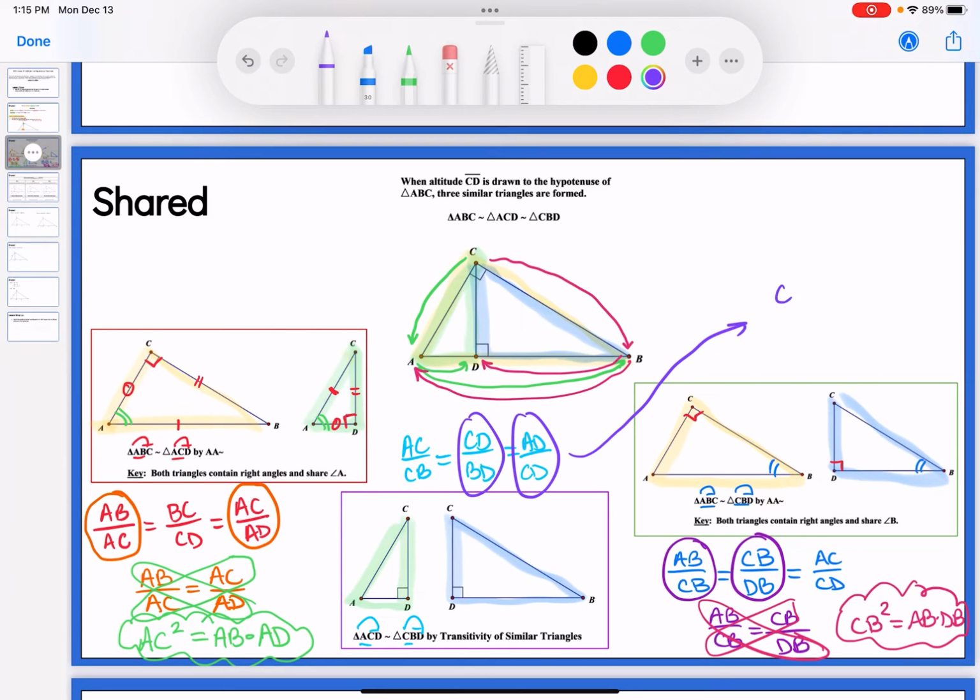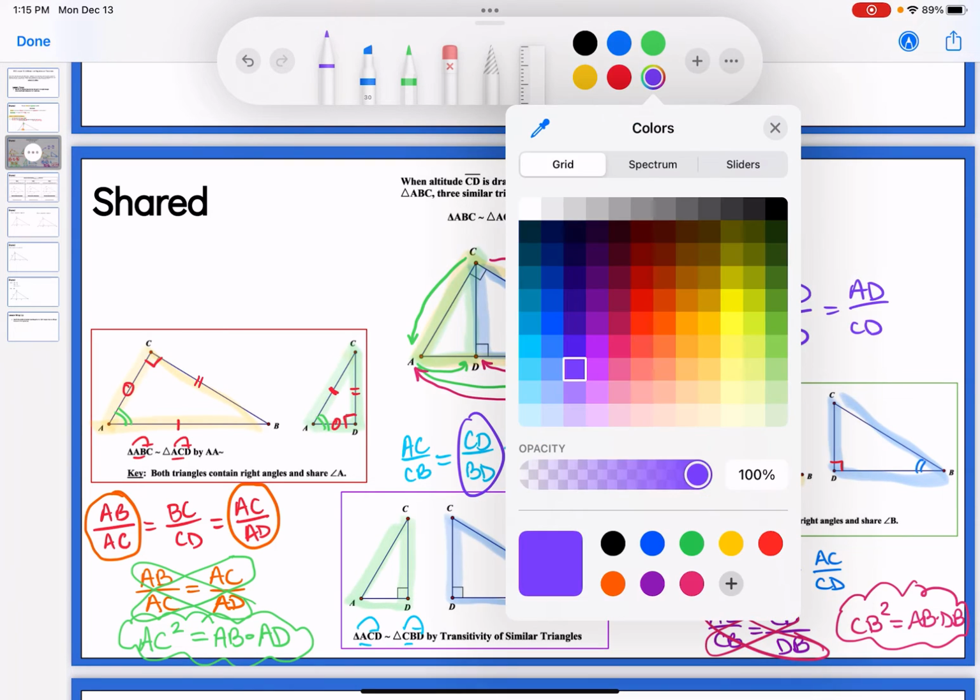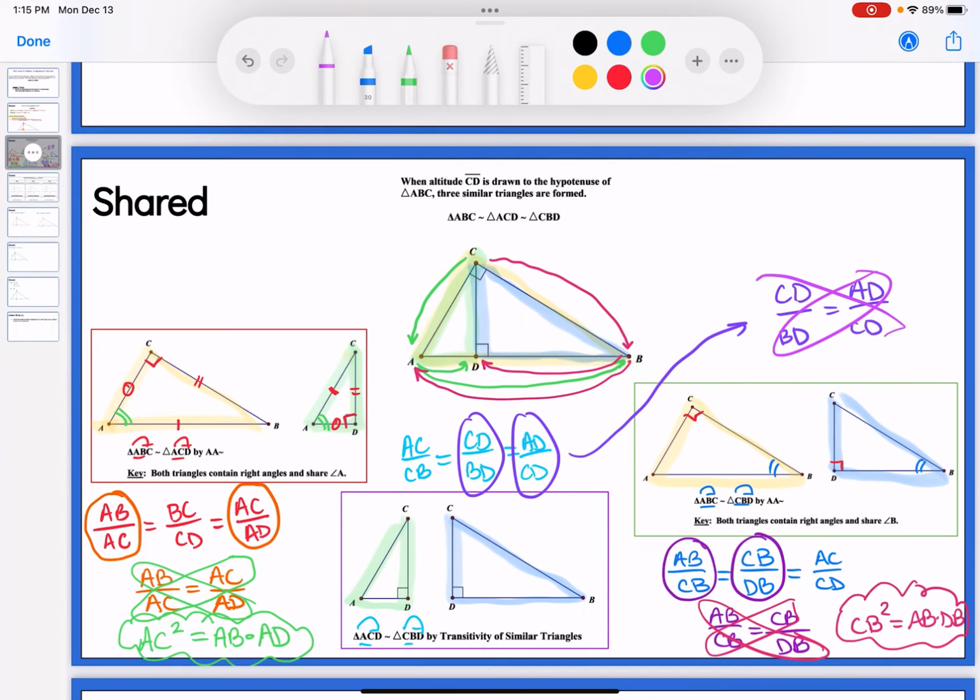Okay. CD over BD equals AD over CD. So if I cross multiply, I would get CD squared equals BD times AD. There's the last part of our formula. CD this time, that's the altitude. So the altitude squared equals the right side times the left side. Okay, so that's 3 different formulas, and they all come from similar triangles.